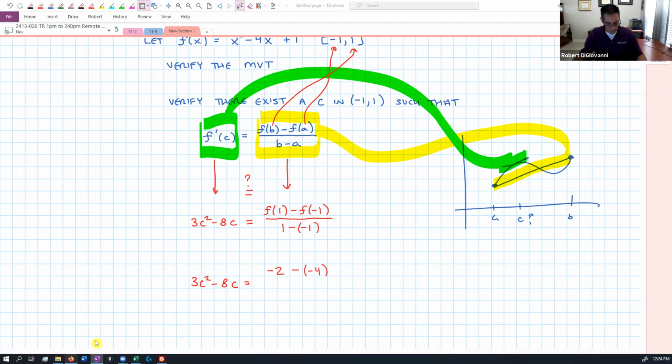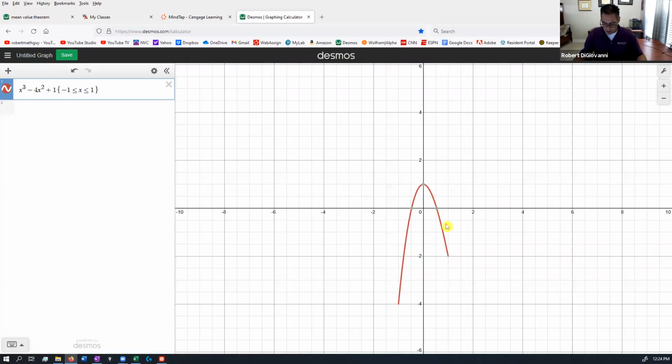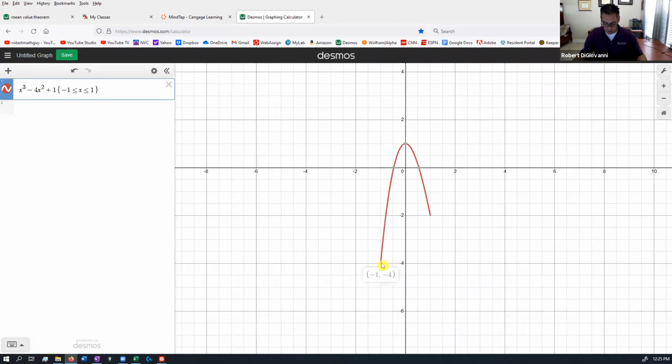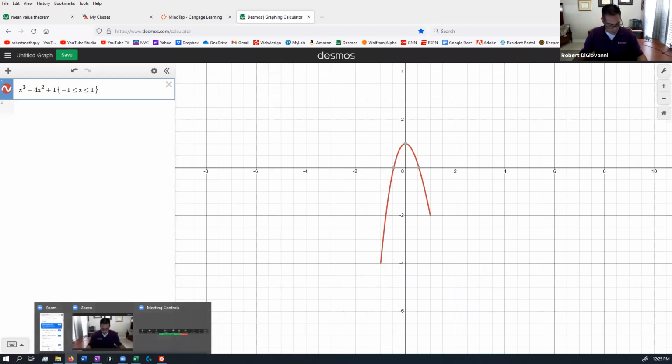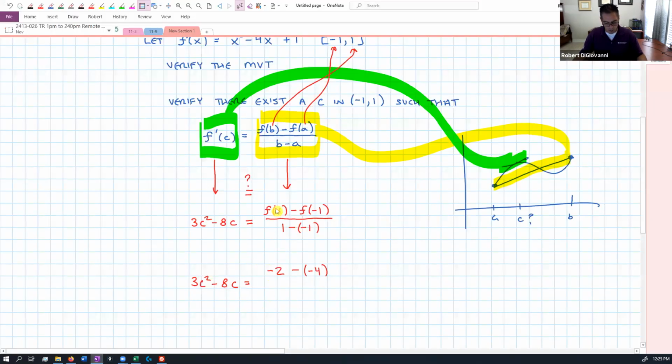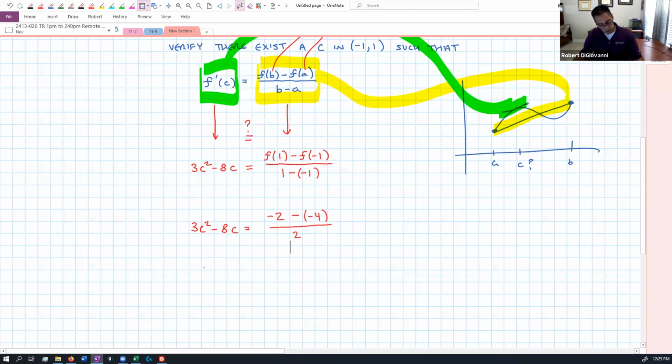I'm just going to verify this with the graph. When we plugged in 1, we got -2, plug in -1, we get -4. Is that what I had? Yeah, when we plugged in 1, we got -2. Then we subtract from that what we get when we plug in -1, which is -4. And then all of that over 1 minus -1 is 1 plus 1, that's 2. So we get 3c squared minus 8c must equal, okay, the top is 2, right? -2 plus 4 is 2, and then divide by 2, that's 1.